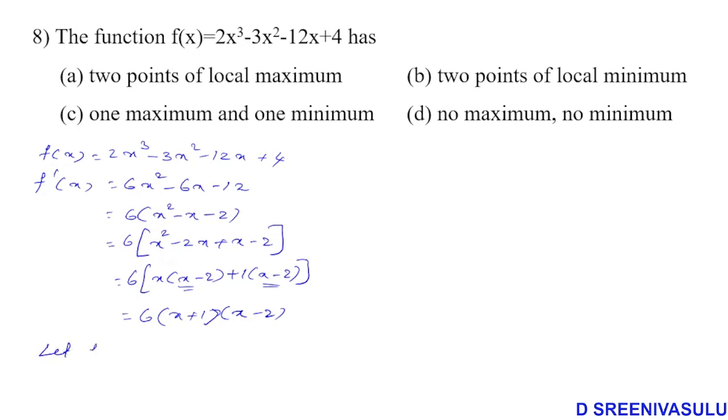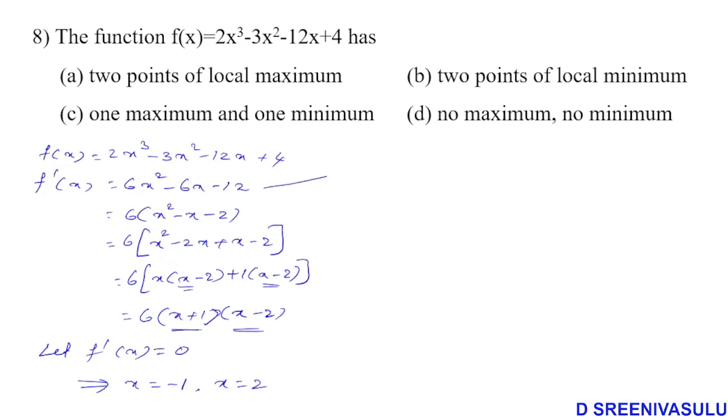Let f dash x is equal to 0. Whenever f dash x is equal to 0, this term is also 0. X plus 1 is equal to 0 means x is equal to minus 1, or x minus 2 is equal to 0 means x is equal to 2. These are the two points, critical points we will say.